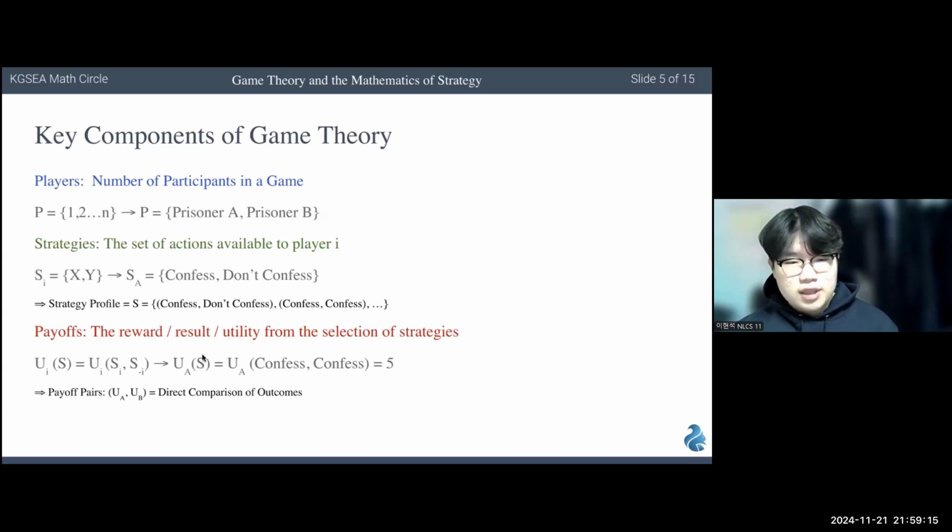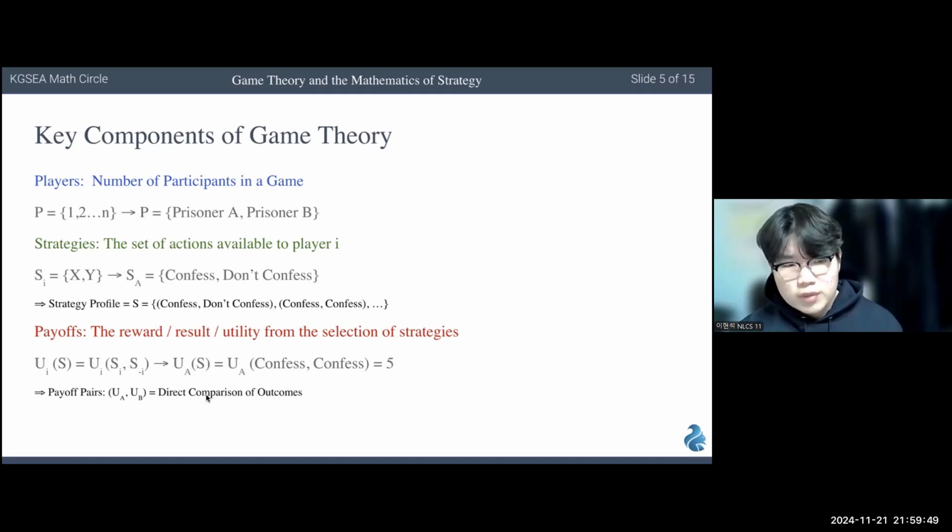The payoffs are represented as one of the sets in the strategy profile. Si would represent the strategy that you made, and S minus i would represent the strategy that the other player made. And this has a numerical value. For example, the numerical value for the prisoner's dilemma would be the number of years you get in prison for the strategy that you chose. For example, UA, the payoff for prisoner A when A confesses and B confesses, will be 5, which would be 5 years in prison.